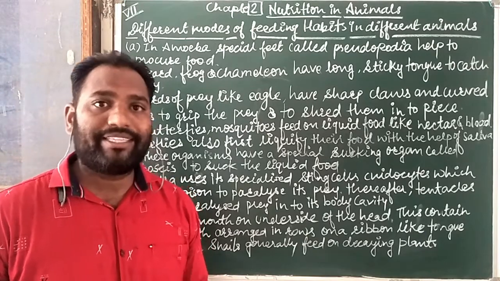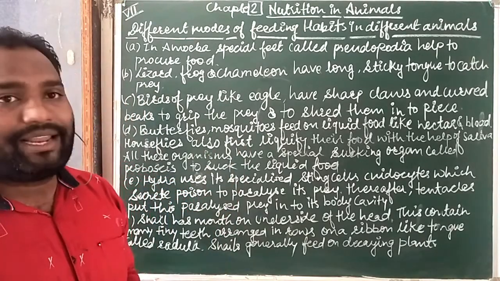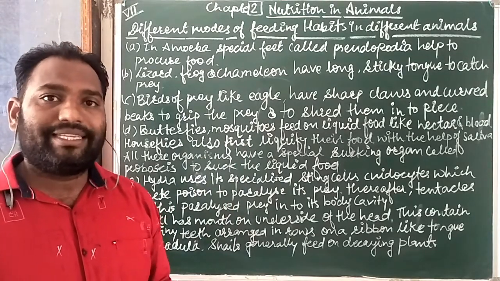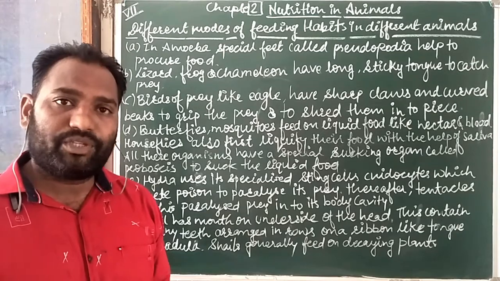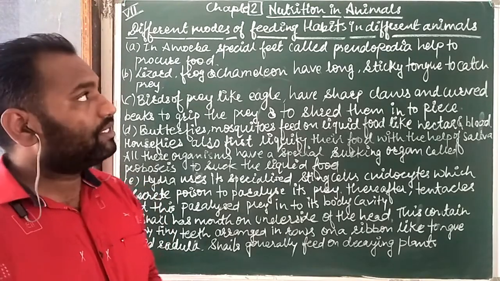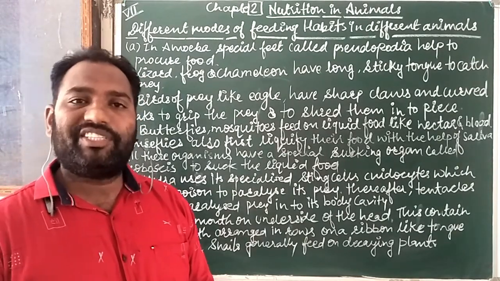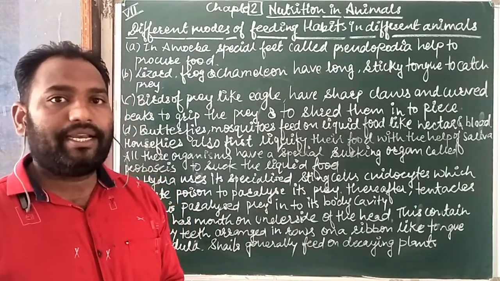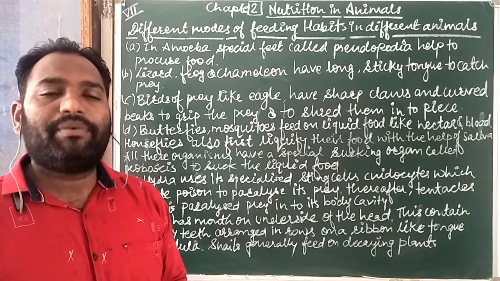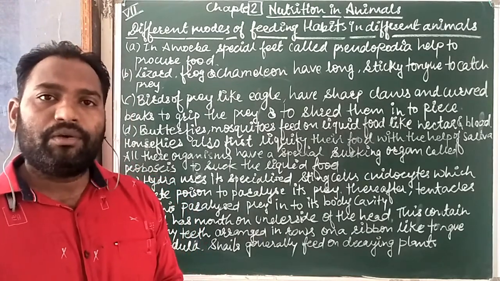In the earlier chapter we already discussed nutrition in plants. You have already seen insectivorous plants, saprophytes and decomposers, and their examples also. Now we are discussing nutrition. Nutrition is the process in which we take food inside and absorb it in a simpler form. It means we absorb food mostly in soluble form, only in soluble form.